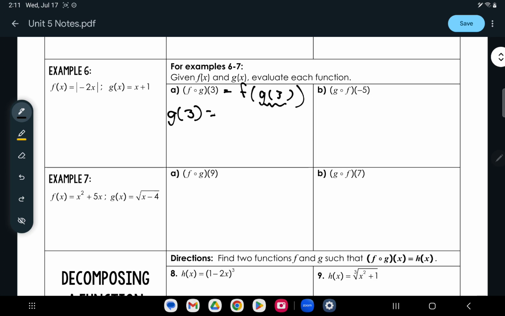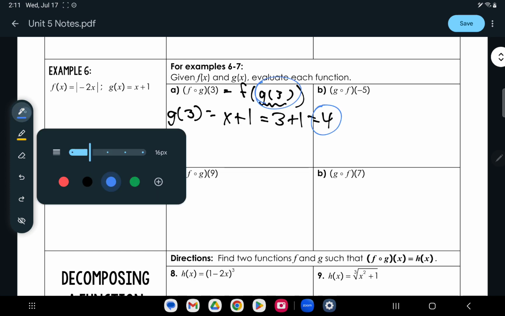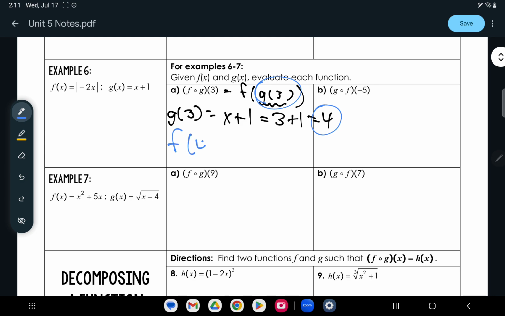So, okay, g of x is x plus 1. I can substitute 3 in. And I get g of 3 is 4. So I can take that and substitute it in right there. You know, it's going to give me f of 4, right? So now I can take the f function, substitute that 4 in, get the absolute value of -8, which is just 8. So that's kind of cool, right?